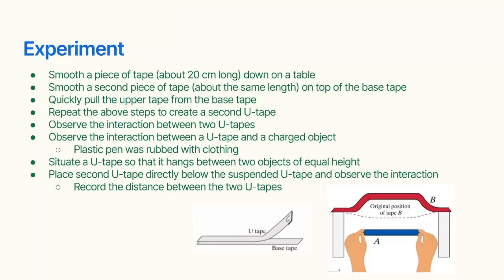The two U-tapes were observed in an interaction between the two. The U-tape was also observed interacting with another object. And the final part of the experiment was to place a U-tape so that it hung between two objects of equal height, and to place that second U-tape beneath the suspended tape and to observe.